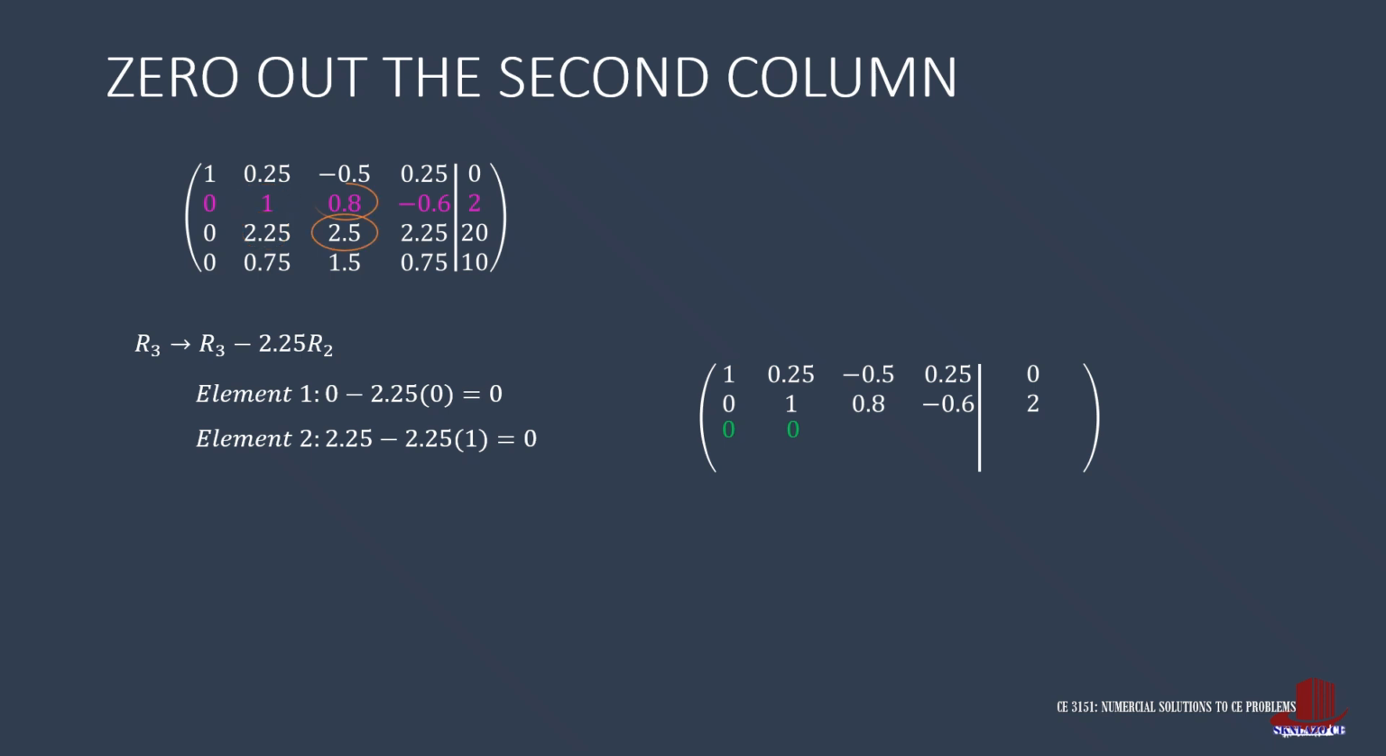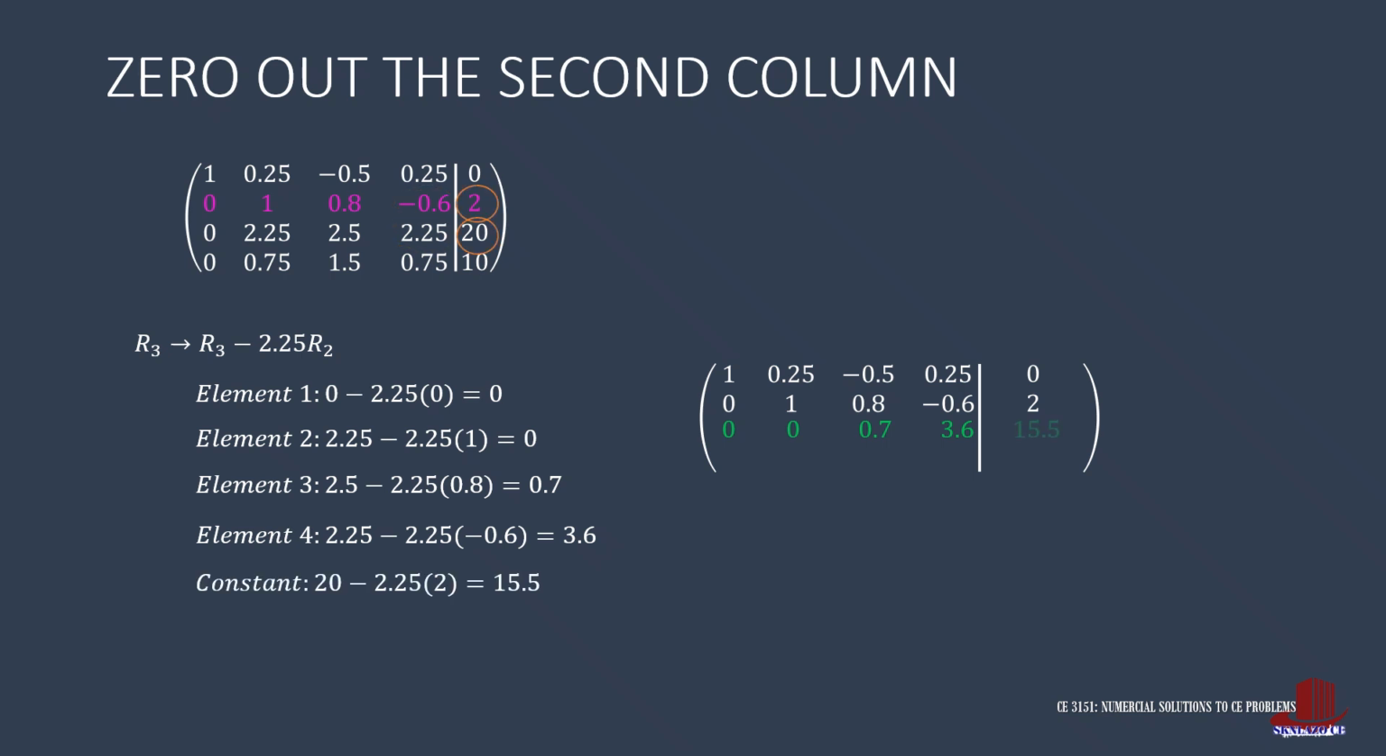The third is 2.5 minus 2.25 of 0.8, which gives 0.7. Followed by the fourth, which has 2.25 less 2.25 times negative 0.6, giving 3.6. The final element in the row has 20 minus 2.25 times 2, which leaves 15.5.